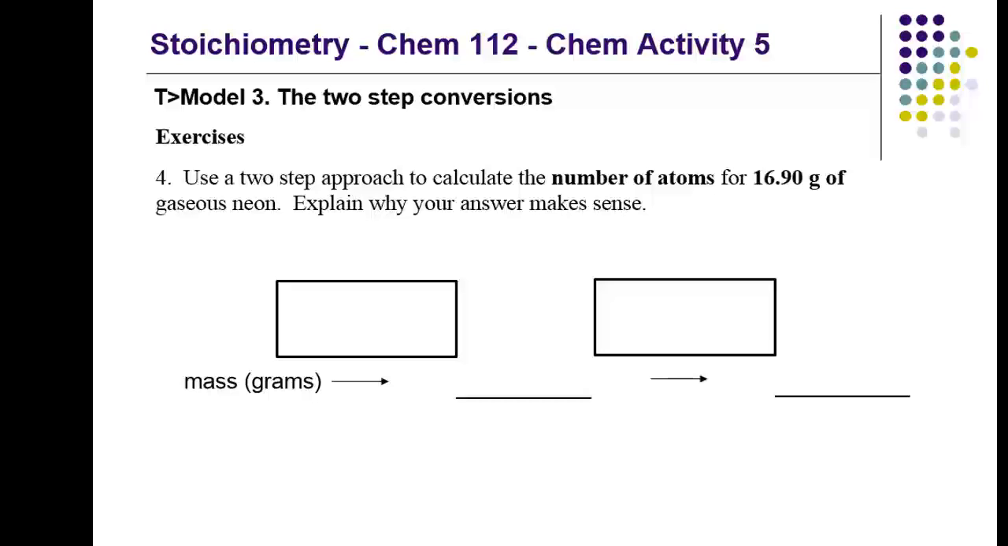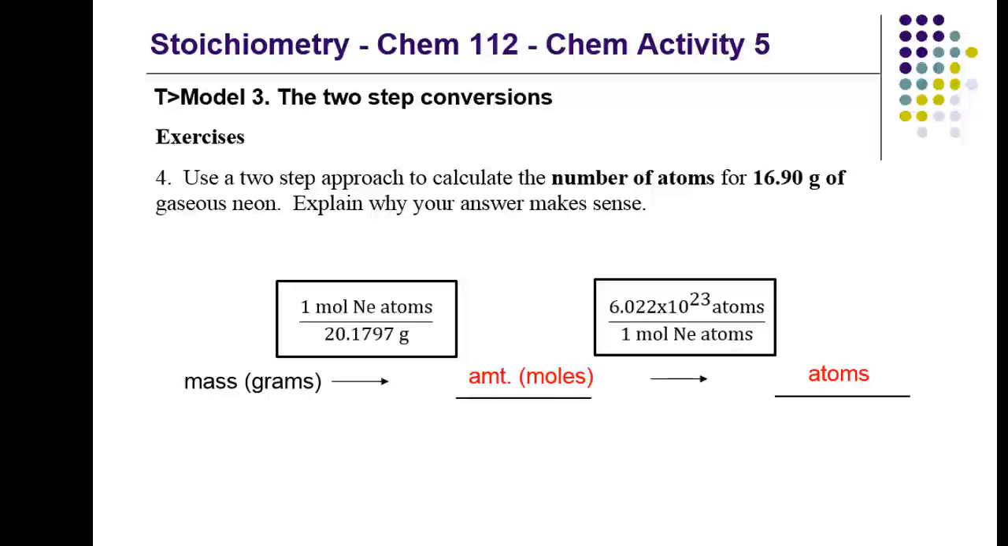Now this one I've still included the scaffolding. The first step, of course, is to identify the quantity. The quantity in this case is the 16.90 grams of gaseous neon. So we're starting with a mass. We ultimately want to convert to the number of atoms. We've got to go through the amount, first of all, the amount of neon, then to the number of atoms. We use these conversion factors.